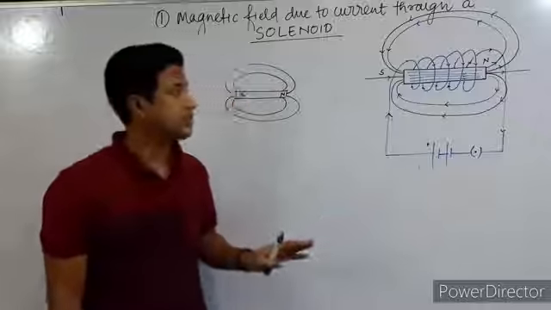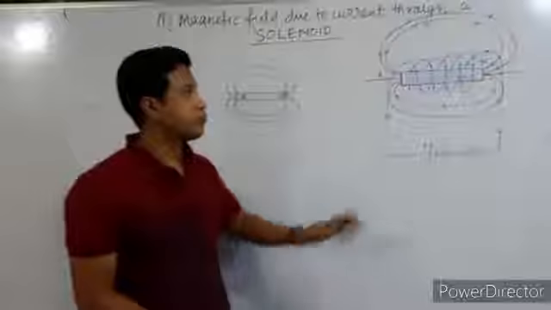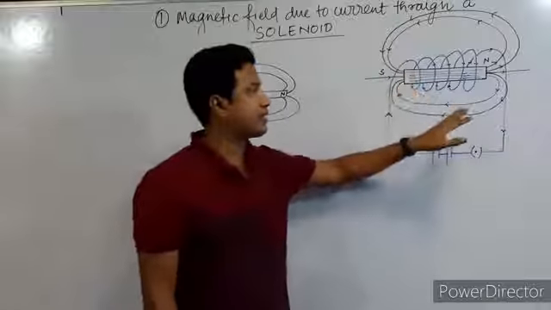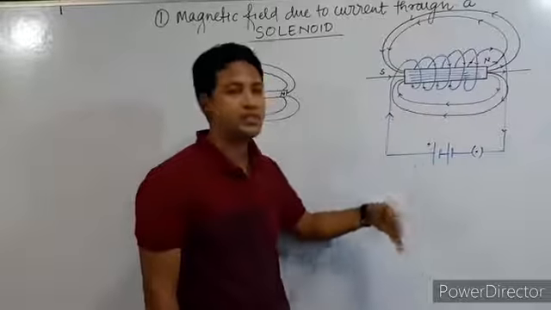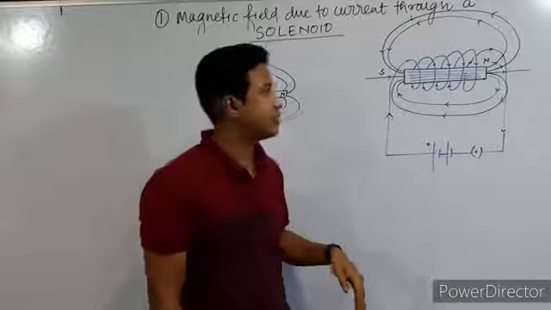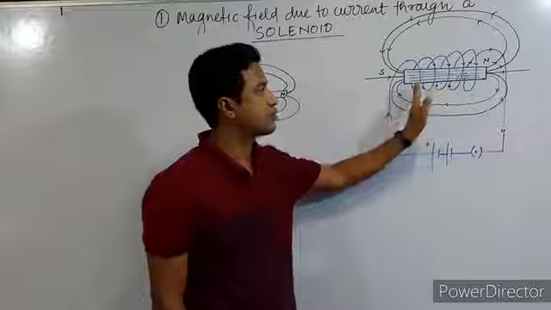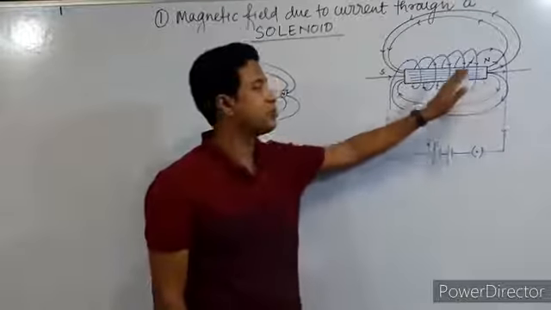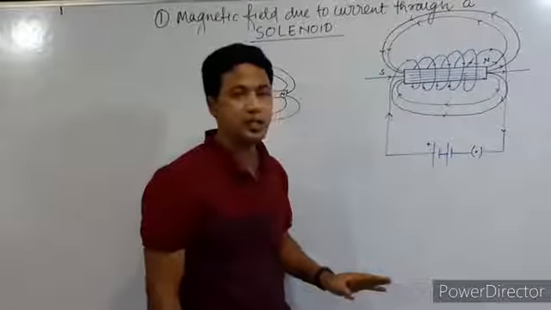This is the concept. So here, the more turns we make, the more it adds to the strength of the magnetic field. Meaning the more coils, the more rings there are, the more the strength of the magnetic field will be.